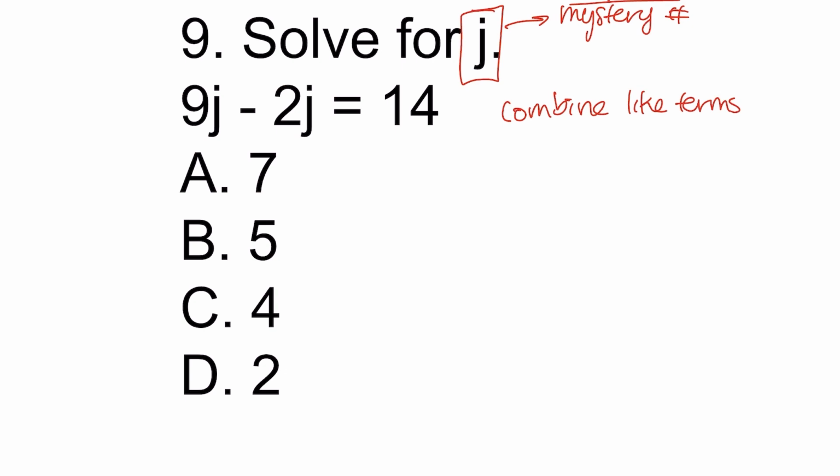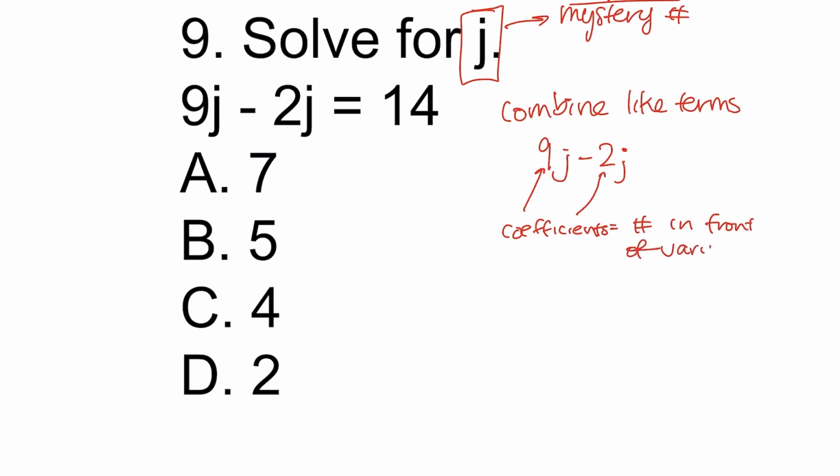So when we subtract 9j minus 2j, we have to just subtract the coefficients. And coefficients are the numbers in front of a variable that you multiply. So in this case, when we subtract 9 minus 2, you get 7. So the answer here is 7j. So 9j minus 2j will be 7j, and that's equal to 14.